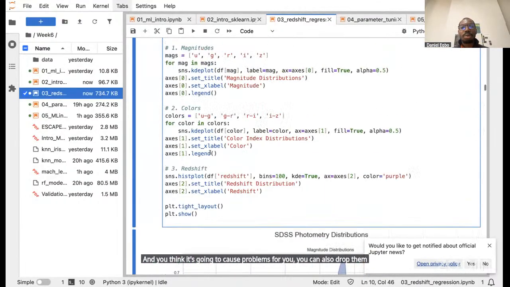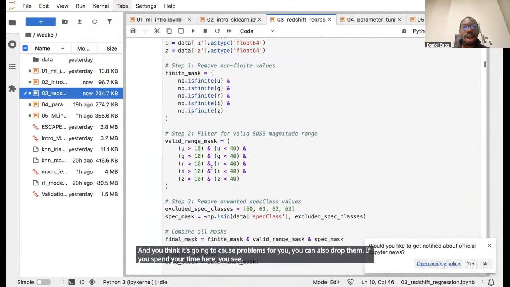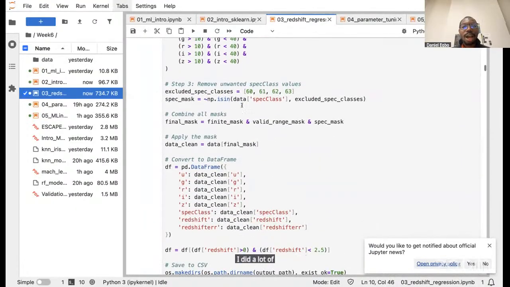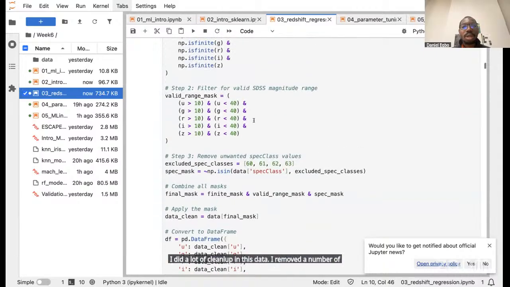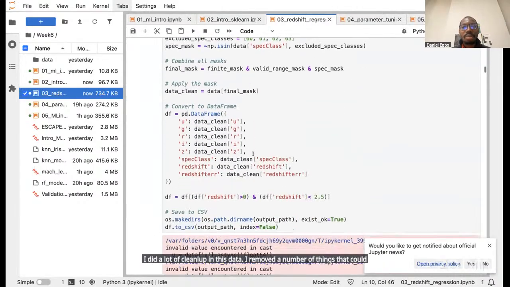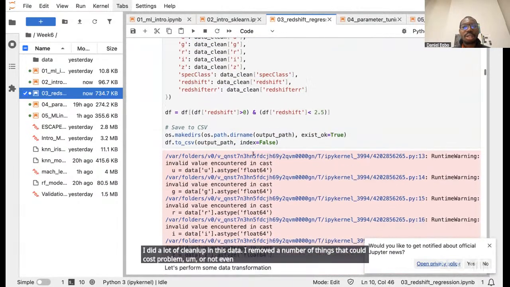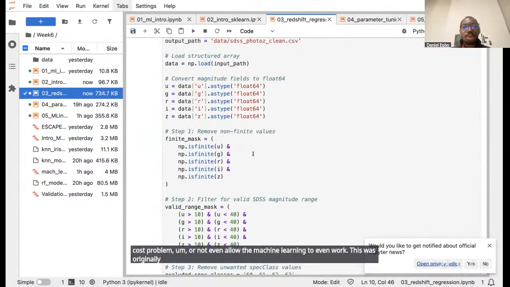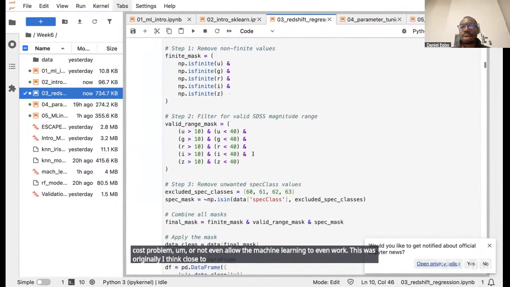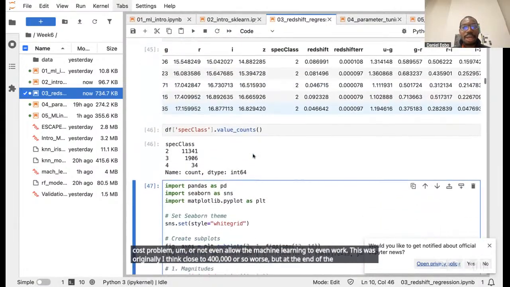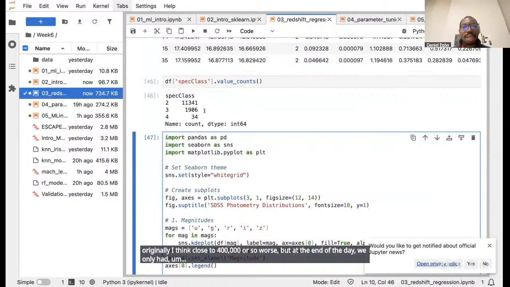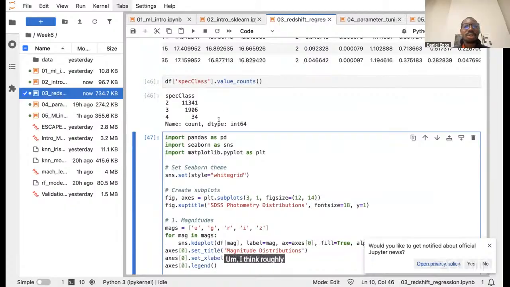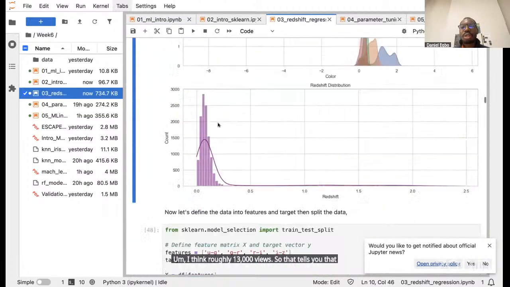If you spend your time here, you see I did a lot of cleanup in this data. I removed a number of things that could cause problems, or not even allow the machine learning task to work. This was originally close to 400,000 or so rows, but at the end of the day, we only had roughly 13,000 rows. So that tells you that the majority of the data were dropped.